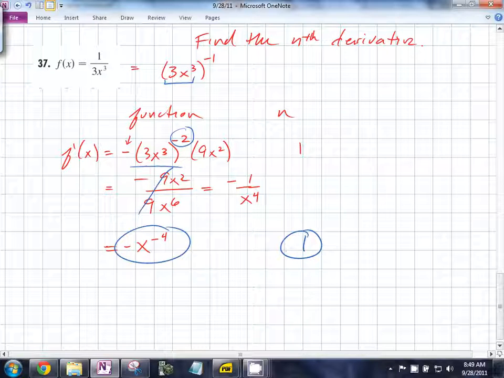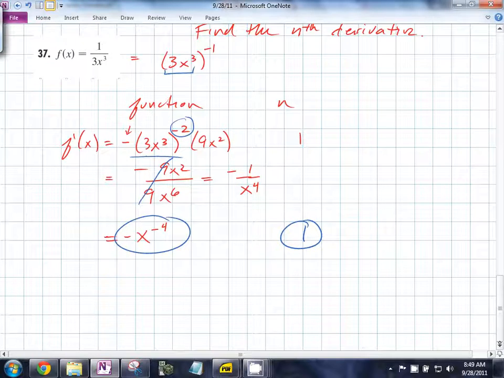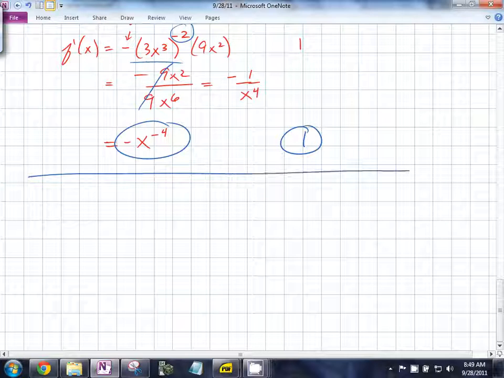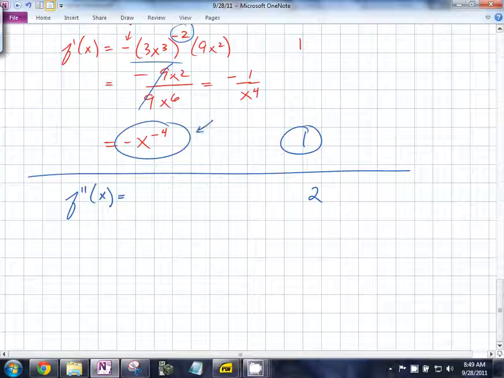When n is 2, let's find the second derivative. So that's the first derivative. Can someone tell me what the second derivative is? Someone new who hasn't spoken yet today. Corey, what's the derivative of this right here? It would be 4x to the what? -5. Correct. Yes, because the -4 drops to the front and there's already a negative there. So it's gone, right?